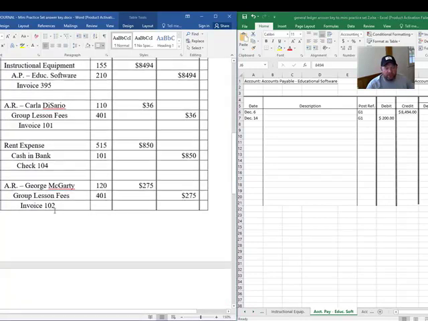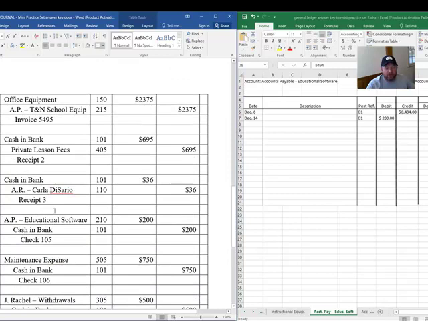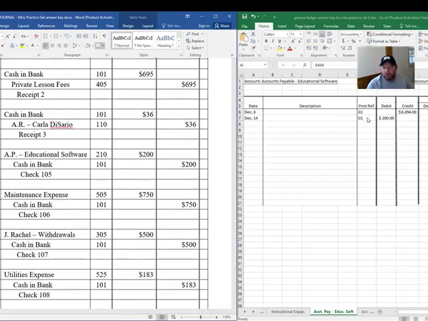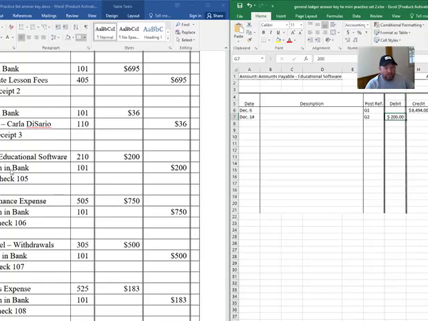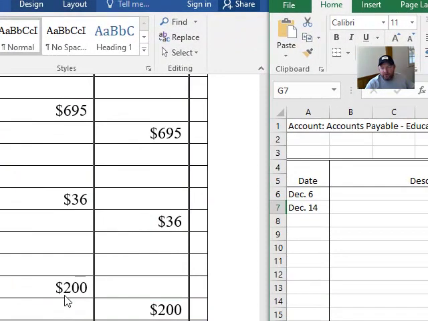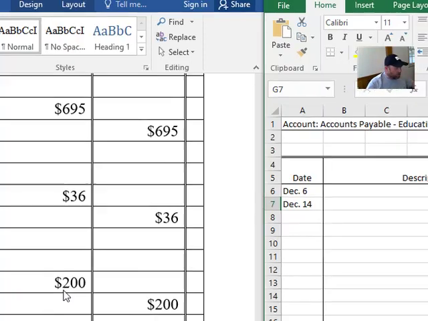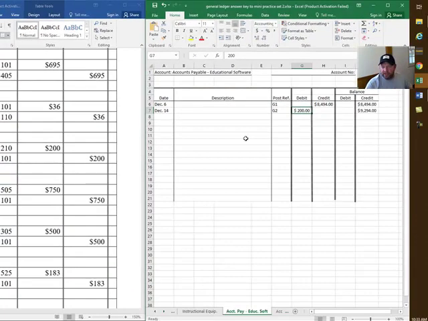Then on the 14th, which is actually page 2 of the general journal, I'll go ahead and update that as well. Again, yours might be different than mine, and that's okay. But on the 14th, you'll see we paid off part of our debt to them. We paid them $200 of the $8,494. So I might have a mistake here again. Let me do a quick check.